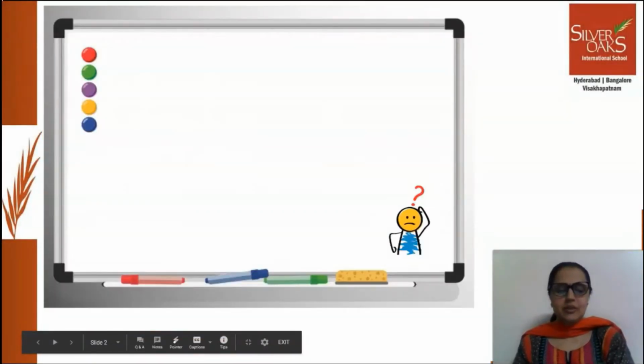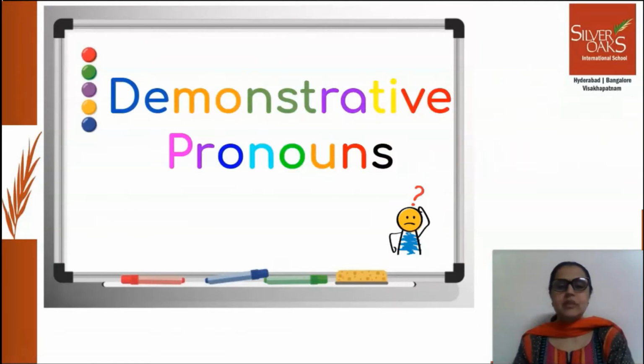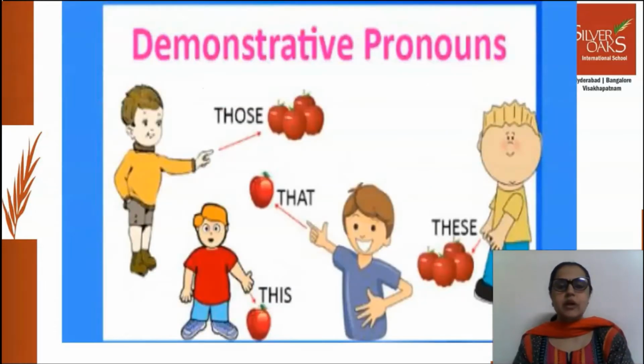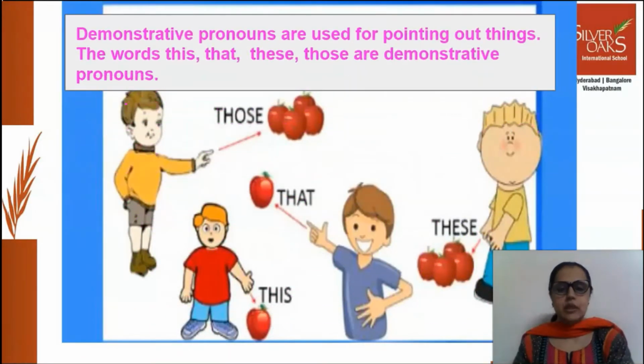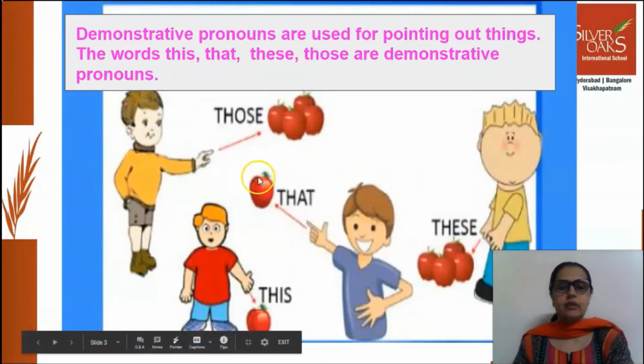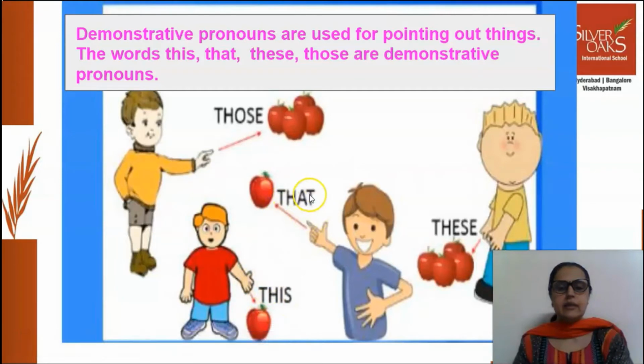Today we are going to learn about demonstrative pronouns. What are demonstrative pronouns? Demonstrative pronouns are the words that are used for pointing things. The words like this, that, these and those are known as demonstrative pronouns.